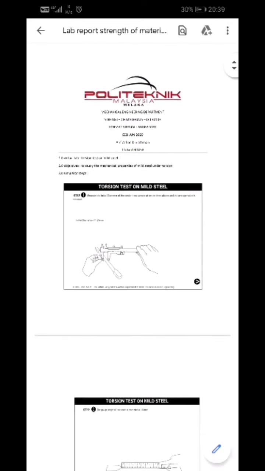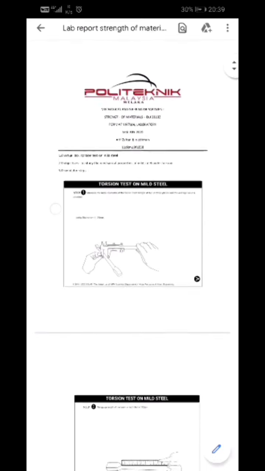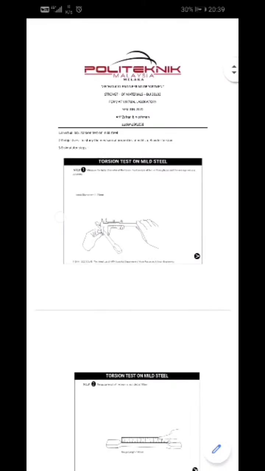So the objective of the test is to study the mechanical property of mild steel under torsion.